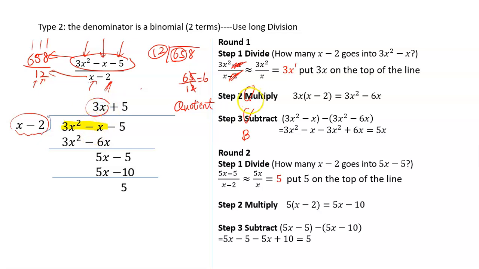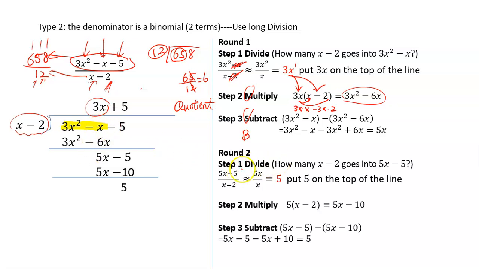And next, we're going to do multiplication. Multiplication is always the answer you got from the division times whatever is on the front, or the bottom. So we do 3x times x minus 2. We already know how to do this, just distribution. So we do 3x times x, which gives us 3x squared. And 3x times negative 2 gives us negative 6x. If you cannot do that in your mind, you can just write down one more step. Now this will line up with what we have.